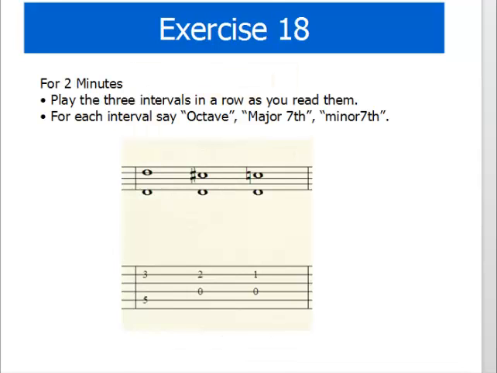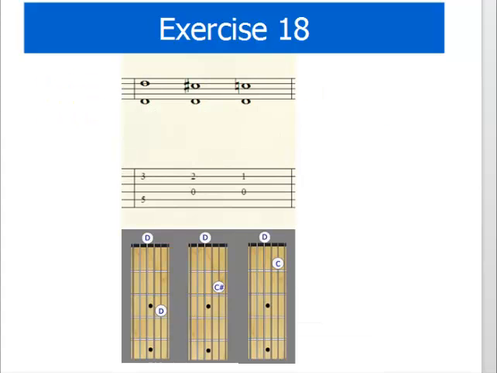Are you beginning to hear things? Here's a D. Let's play a D octave. Major 7th. Minor 7th. Did you get lost on that one? Well, here's your fingering charts to help you out. D, C sharp, C.